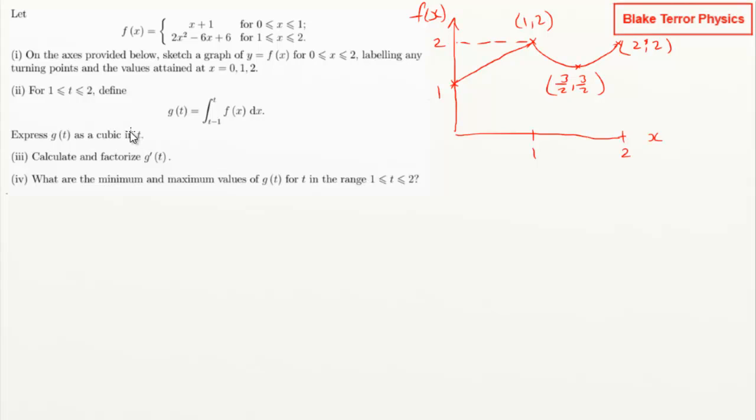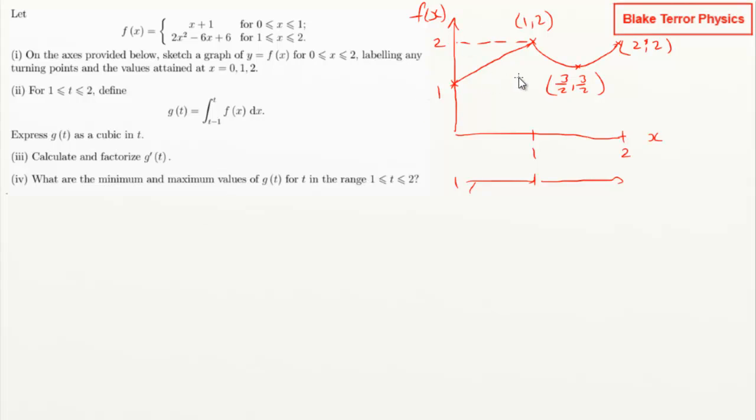So for t between 1 and 2 inclusive, define g of t to be the integral of f of x between t minus 1 and t. Okay, so we've got a window of width 1 that we're moving, and we shift this across, so it could be anywhere in this range. Express g of t as a cubic in t.